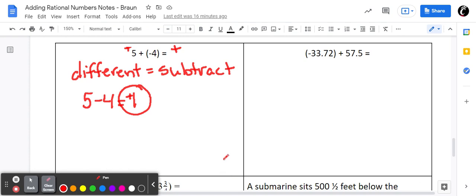Okay, let's take a look at our next problem. Now we have some rational numbers. We have some decimals. So we're looking again, what are the signs of our 2 numbers? We have -33 and 72/100ths and +57 and 5/10ths. So they have different signs. So again, different means subtract.